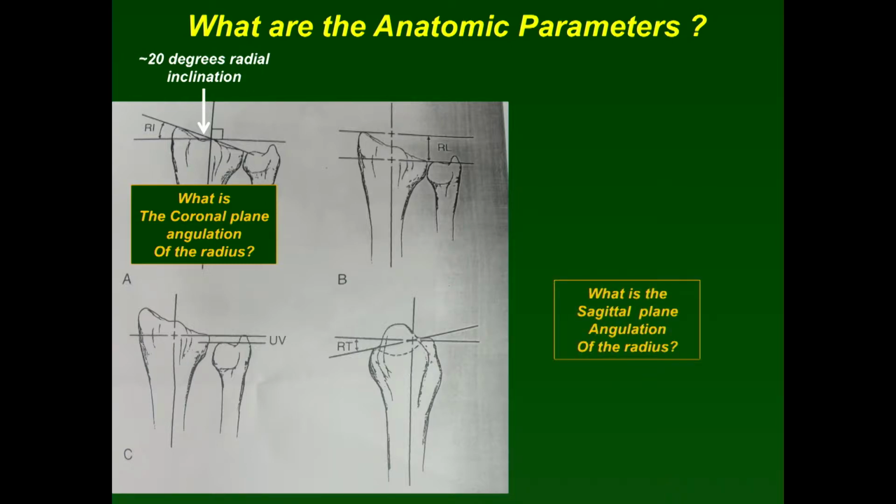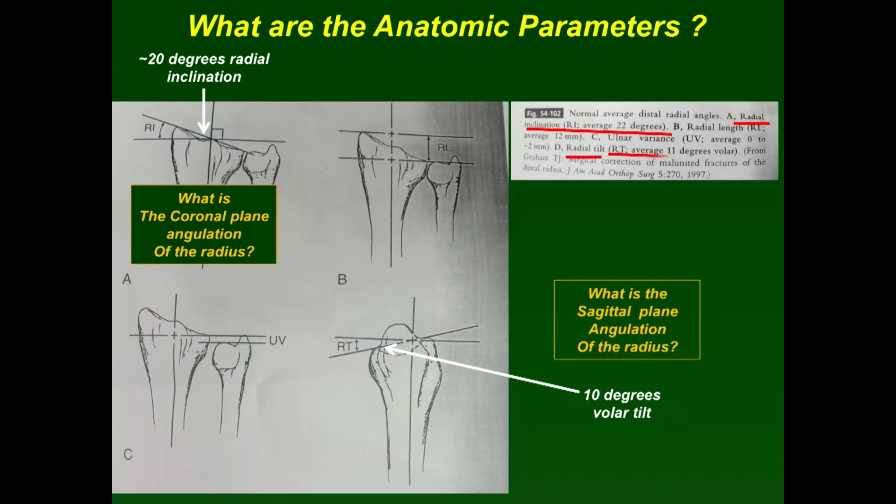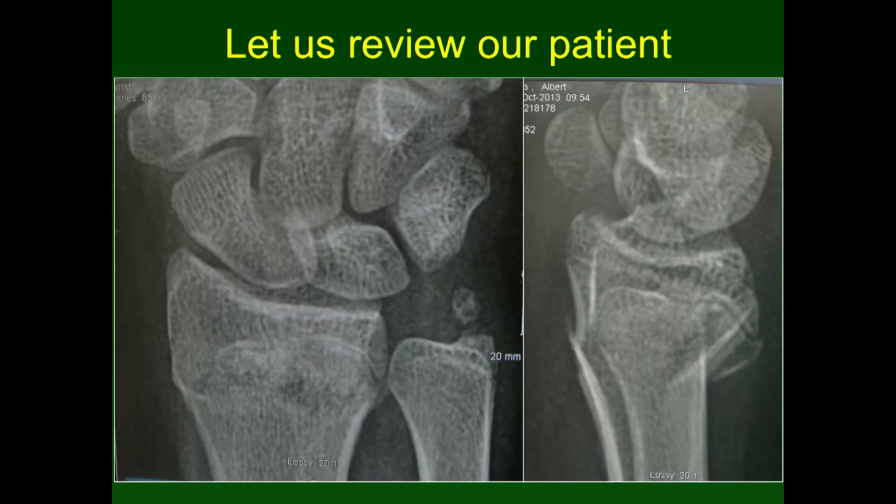All right, what about in the sagittal plane? At least neutral. Yeah, you can have about 10 degrees of volar tilt, and that was shown in some articles back in the past. So let's look at our patient here. Is that acceptable? In this patient, you see the physes are closed, so this patient doesn't have a lot of remodeling capacity. Can you accept that? No, you probably want to reestablish the right angulation. Looks okay in the coronal plane, but not in the sagittal plane.